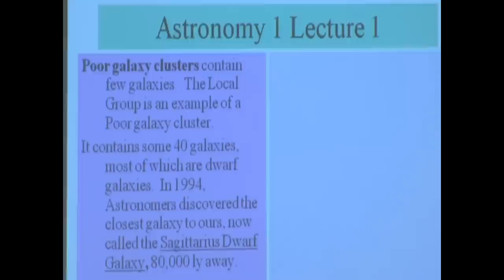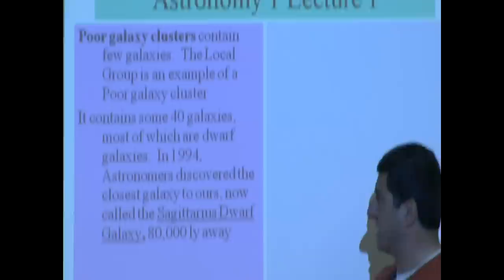In 1994, astronomers discovered the closest galaxy to ours, now called the Sagittarius Dwarf Galaxy. Remember the other ones I said, the Large Magellanic Cloud and Small Magellanic Cloud, we used to think those were the closest. Well, now we know the Sagittarius Dwarf Galaxy, a very tiny little galaxy, is closer. But in terms of light years, it's still a lot, 80,000 light years. So in this picture, if I had to put a little dot in it, I would put a little dot right here.